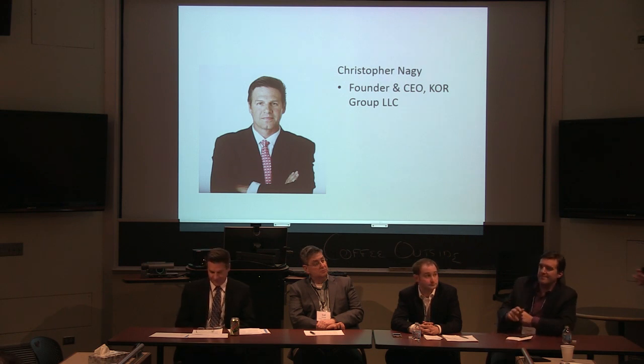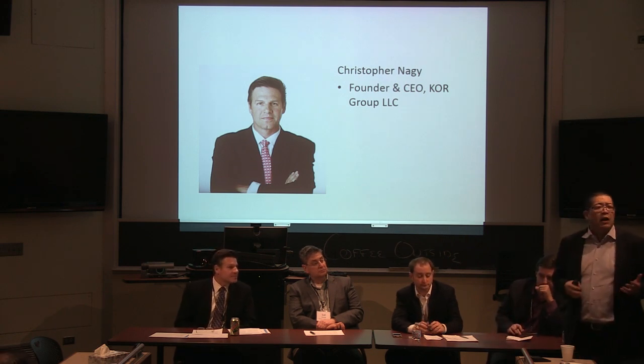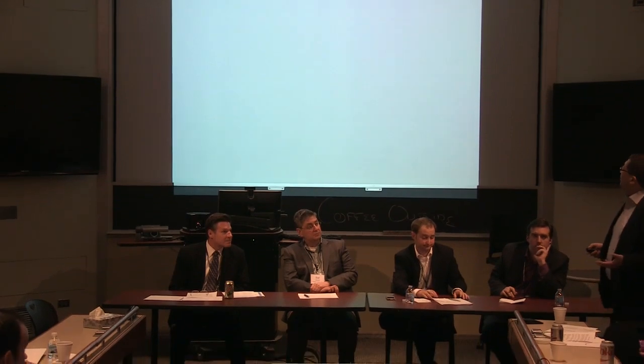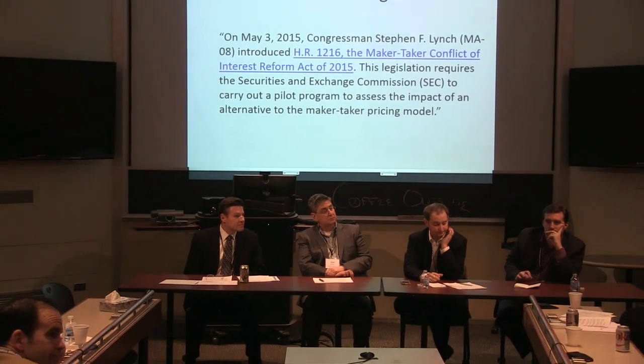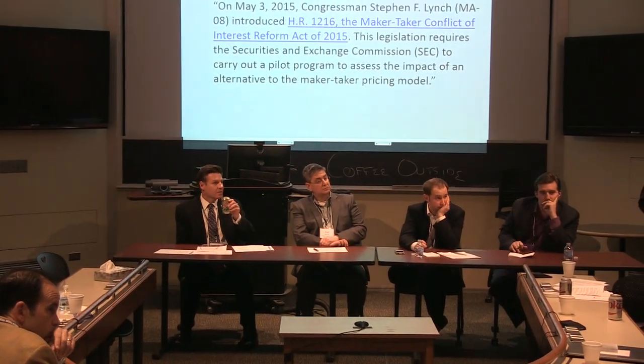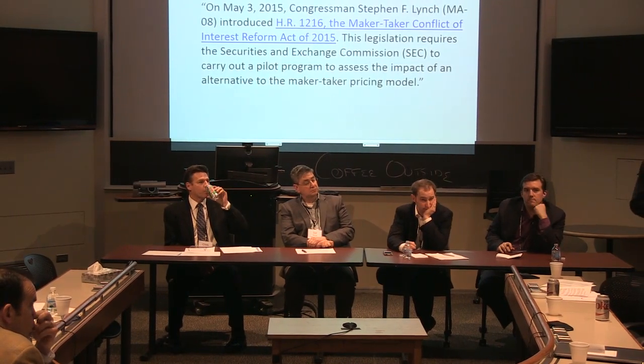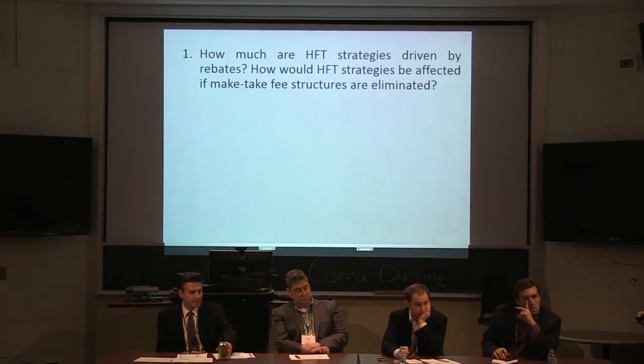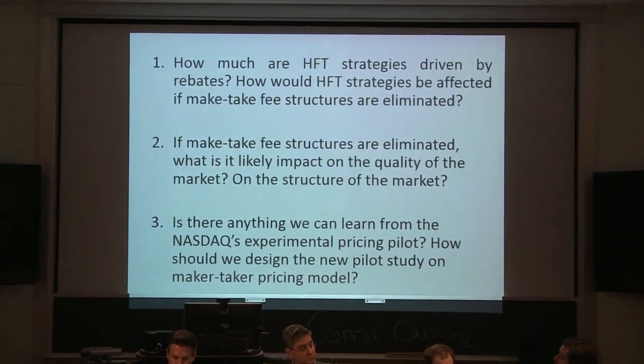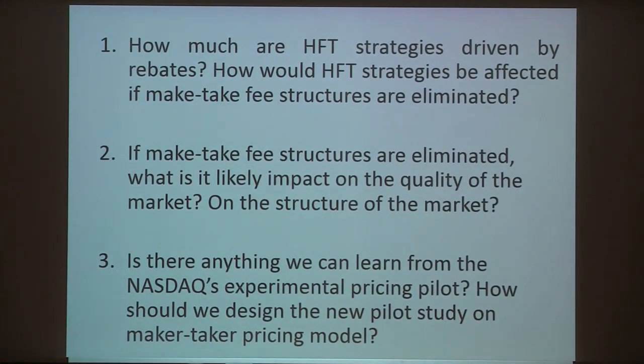So we're going to have two parts for the panel discussion. The first part is the organized session. We have three sets of questions related to the maker-taker pricing model, and these three sets of questions are important. Each of the four panelists is going to make a statement of up to 5 minutes. This is what we call an organized session. Then we're going to enter into something called a jungle session. They're going to ask each other questions, and you can ask them questions. The only rule is that there's no rule.